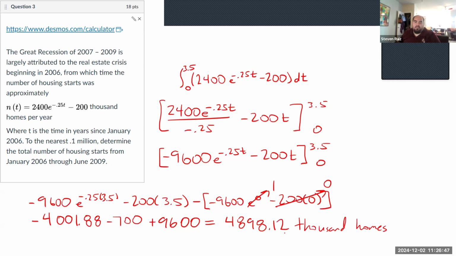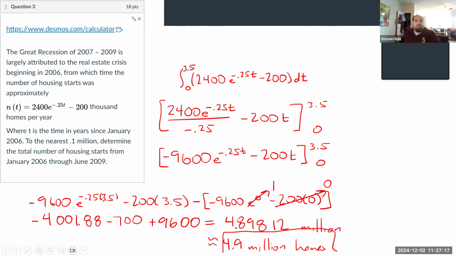So let's rewrite this. 4.89812 million. So rounding that to the accuracy that we want, that's approximately equal to 4.9 million homes.